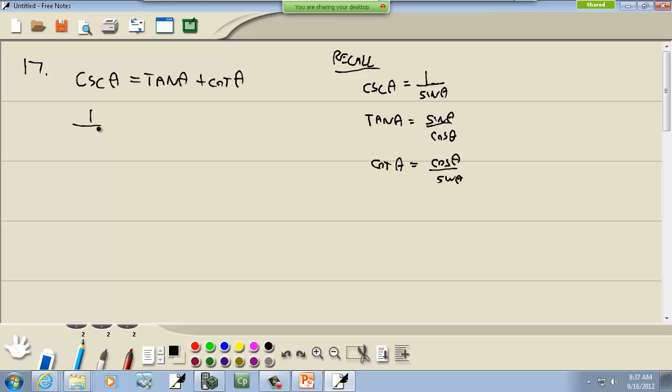So cosecant is 1 over sine. Tangent is sine over cosine. And cotangent is cosine over sine. Now, instead of having 3 trig functions, we only have 2, so we're a step closer. Well, we can get rid of the fractions by multiplying everything by the LCM of all our denominators, which would be sine, cosine.